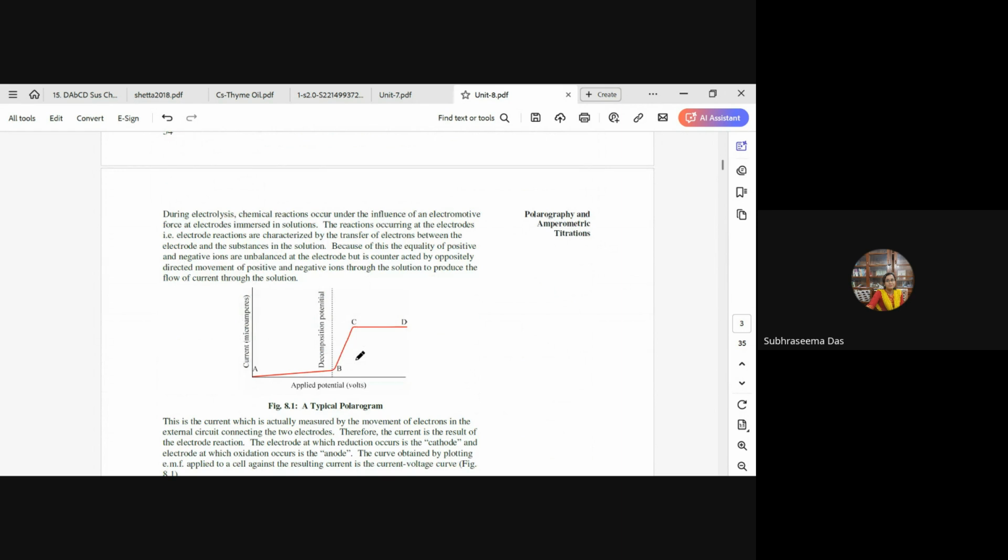Now, during the electrolysis, the chemical reactions occur under the influence of an electromotive force at electrodes immersed in the solution.